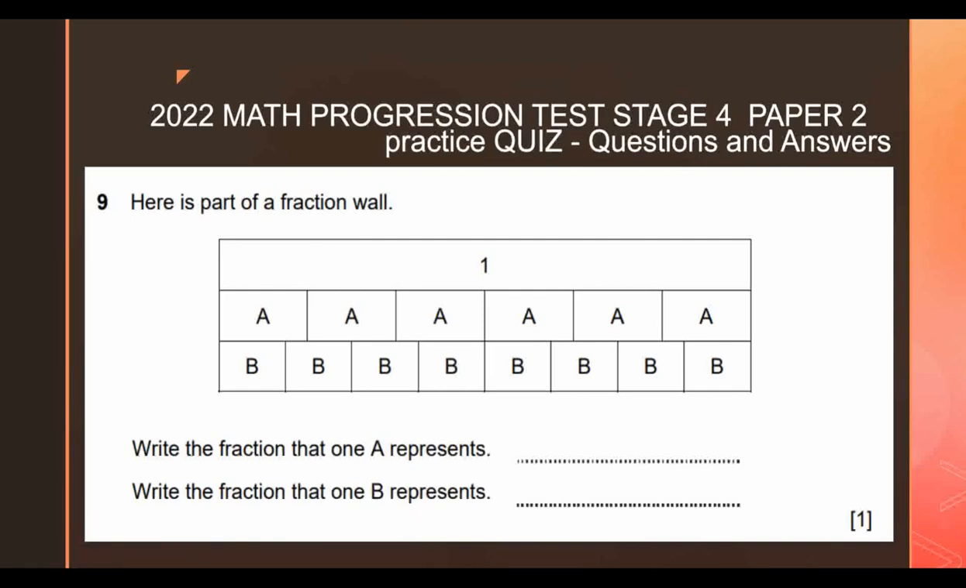Let's reveal the answer. So A is 1 over 6 because 1 whole is divided into 1, 2, 3, 4, 5, 6, and B, 1 whole is divided into 1, 2, 3, 4, 5, 6, 7, 8, so 1 over 8. Next, question 10.